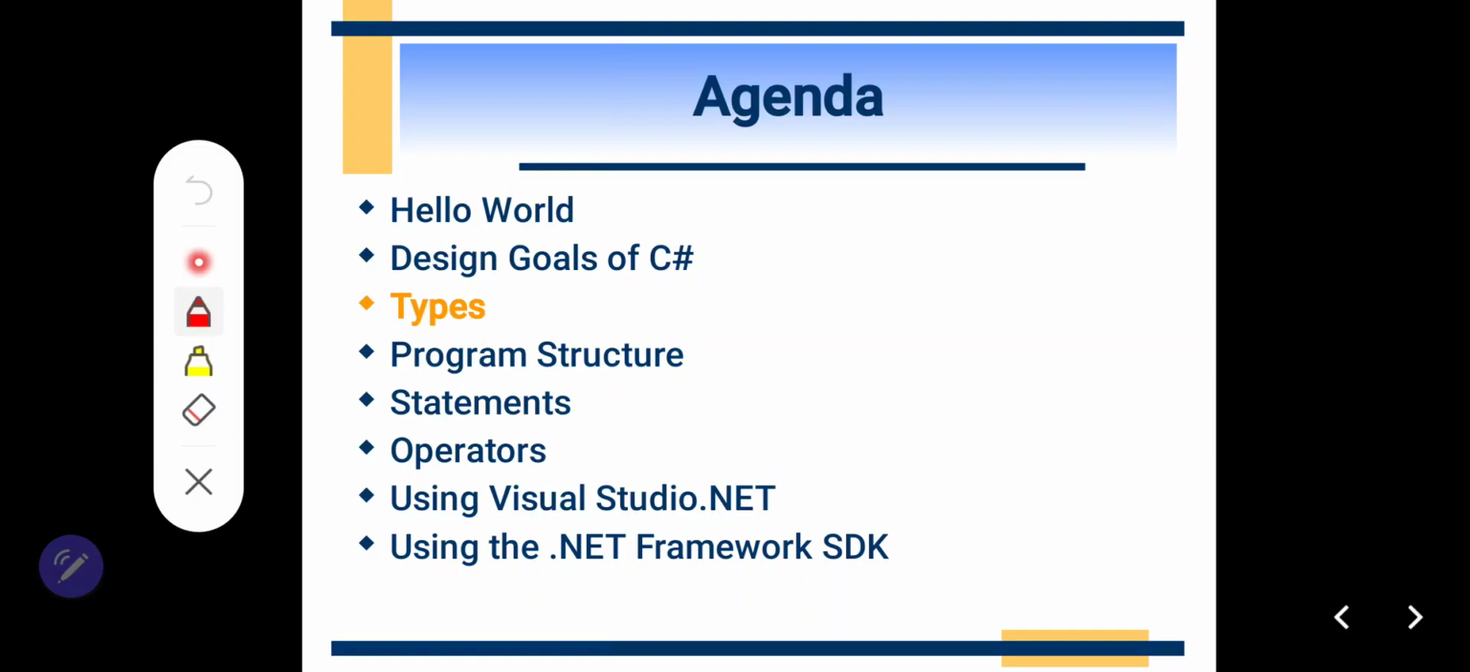I think that's enough explanation about learning C#. Today we just learned about Hello World and the design goals of C#, and next time we will continue with the agenda, types and program structure.